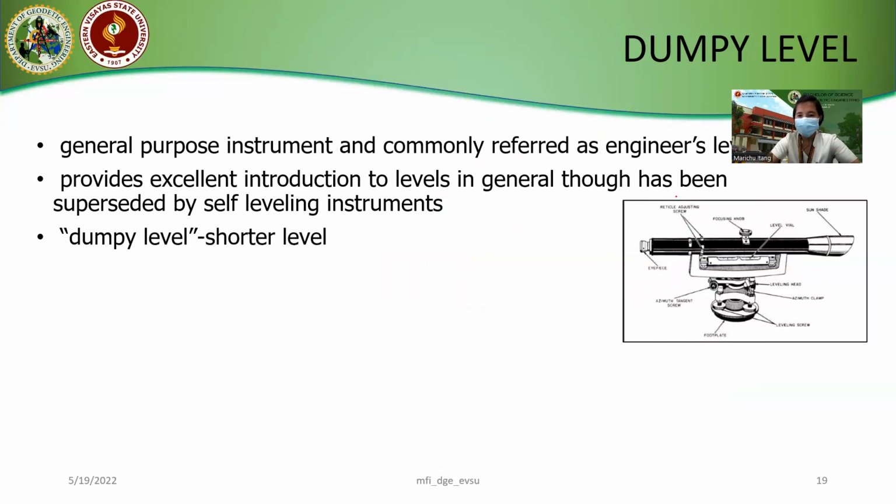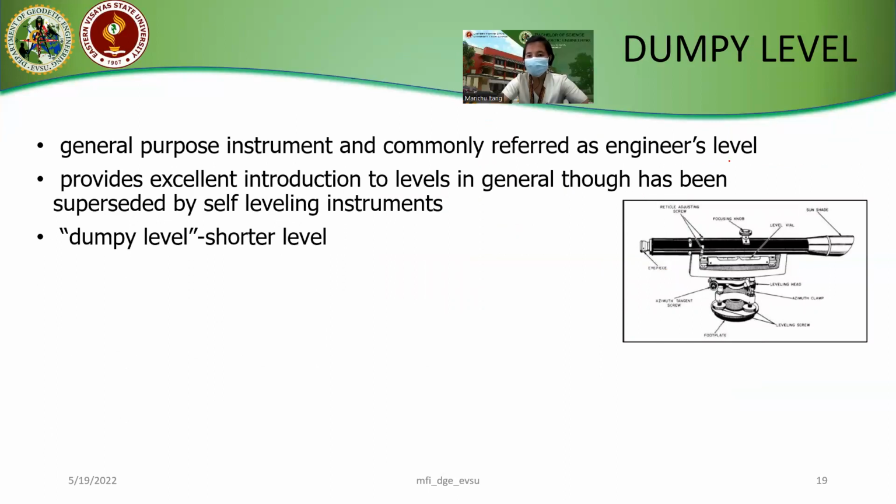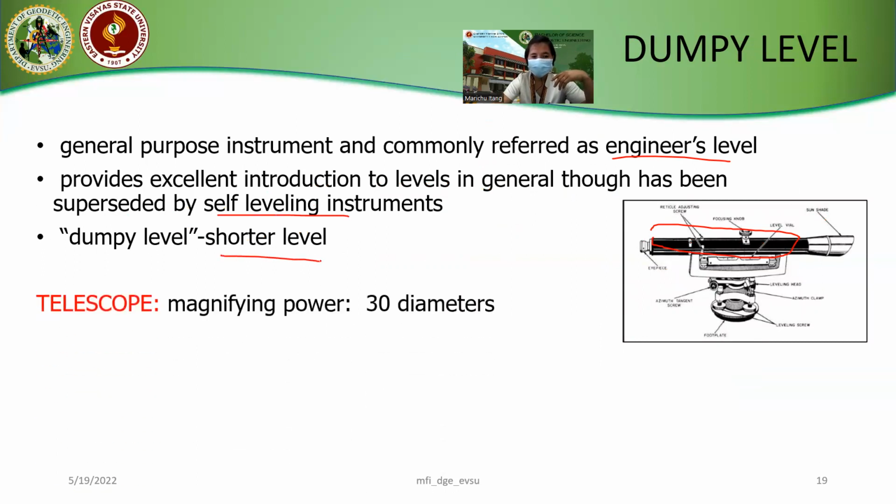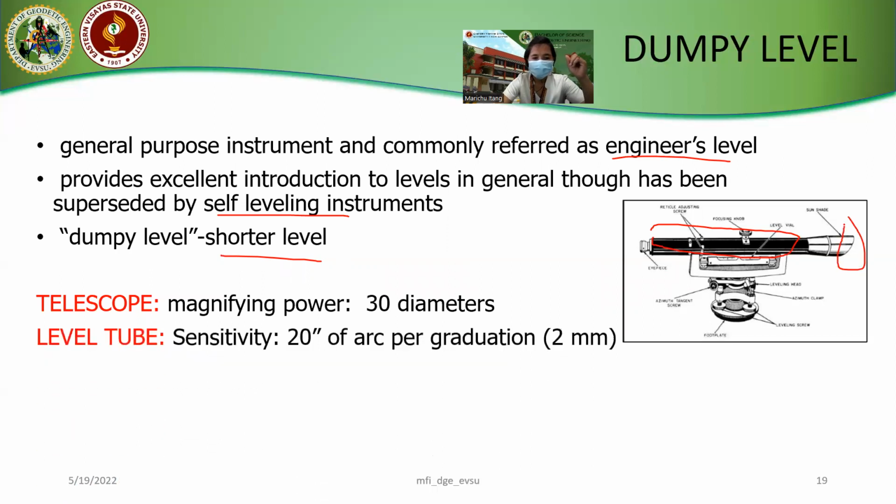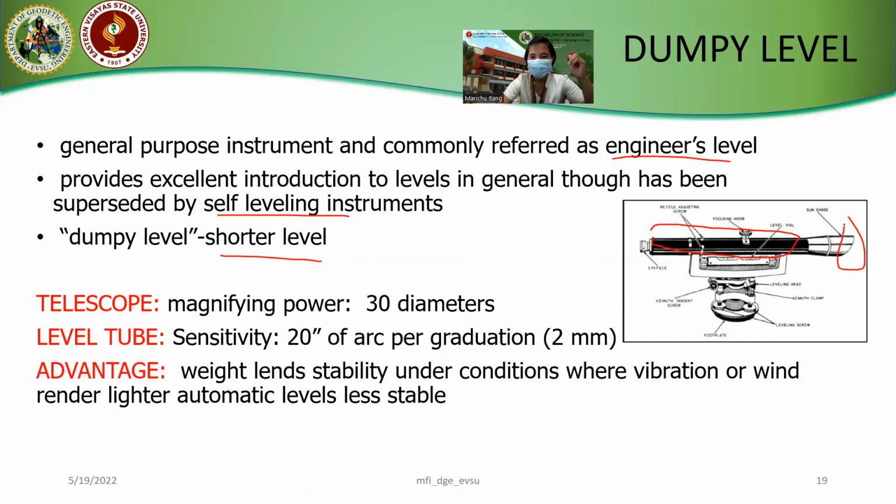This is commonly known as the engineer's level. This will indicate if the instrument is already level. This level in general has been superseded by the self-leveling instrument. It is also known as the shorter level, and it has a telescope with a magnifying power of 30 diameter. The advantage of the dumpy level compared to the other levels is the weight and stability under conditions where vibration and wind render a lighter automatic level less stable.